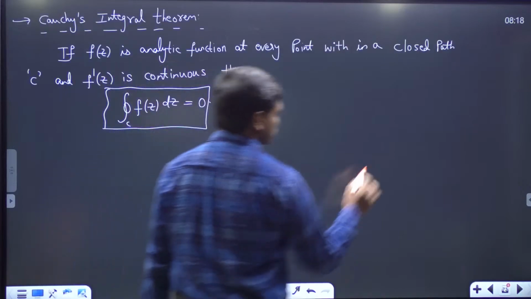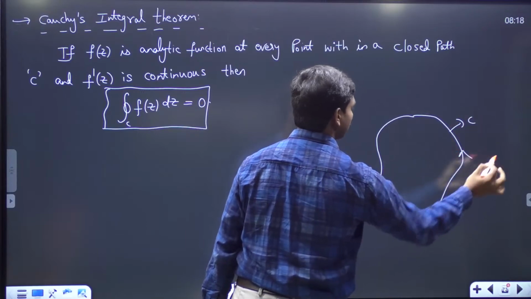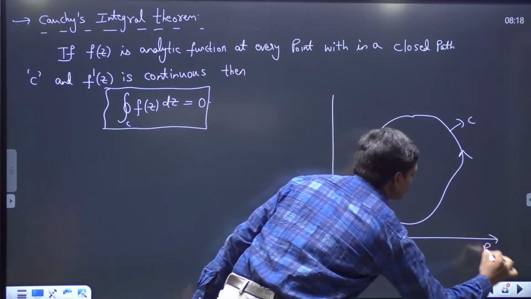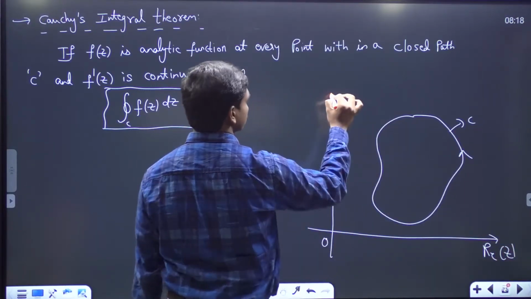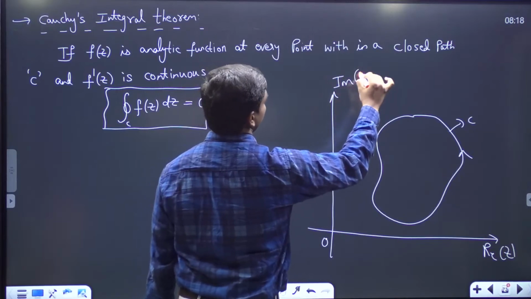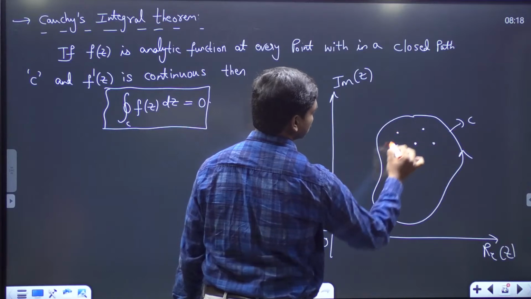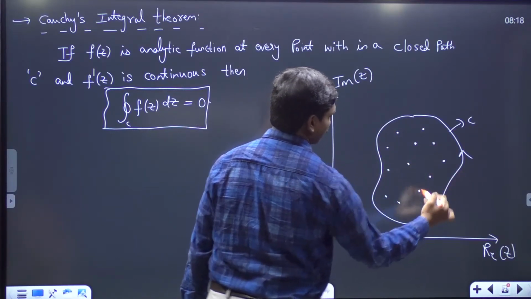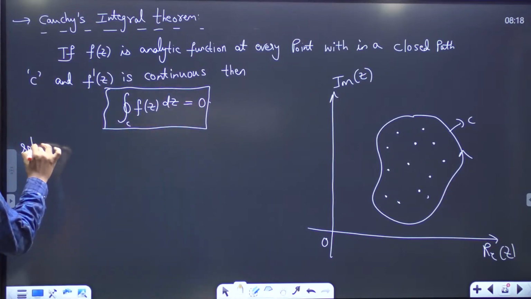Okay, so let us see. Suppose there is some closed path C, which of course we are evaluating in the anti-clockwise sense. Let this be the real part of z, this be 0, and this be the imaginary part of z, and let f of z be analytic at every point within this closed path C.